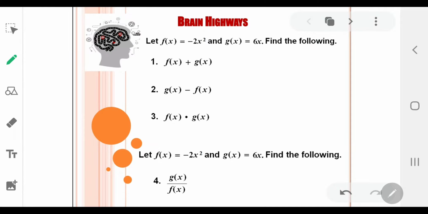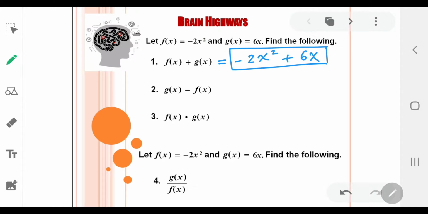Okay, let's see what we have here. We have two functions, f of x and g of x, and we want to find their sum. In number one, f of x is negative 2x squared, g of x is 6x. Look closely. If there are any like terms, you have to combine them. If not, you just leave it like this, and this will be the answer.